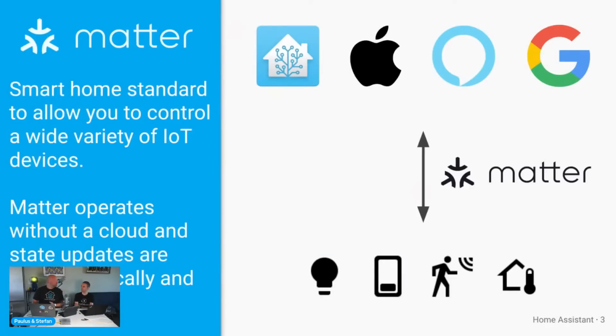Cool. So, Matter. I think the first thing we want to really do is just talk about what Matter is at a very high level. So, Matter is a smart home standard which allows you to control a wide variety of IoT devices. And actually, the way Matter supports devices is based on Zigbee, which is another smart home standard.